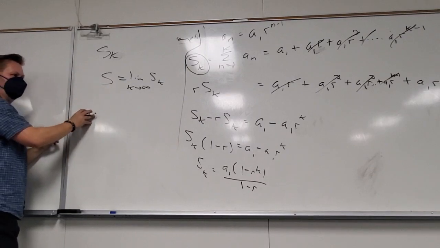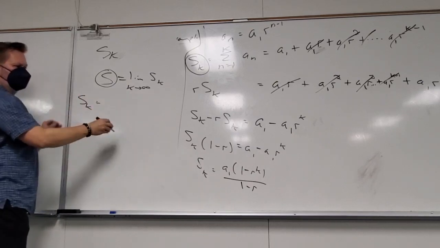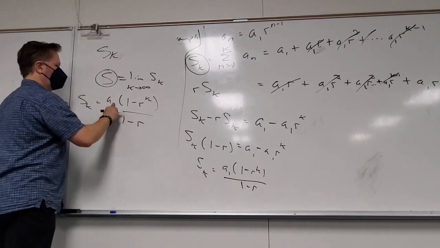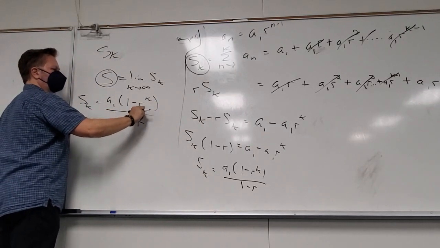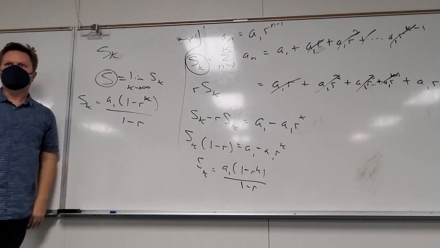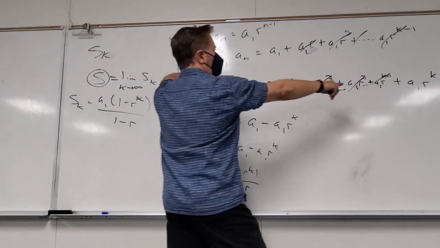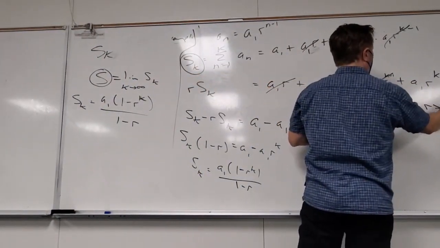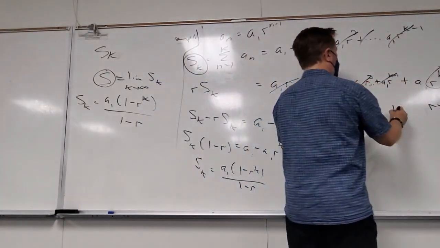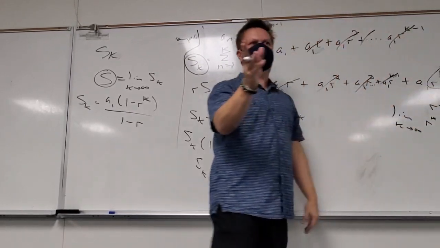So what I really want to know then is, when does this exist? Given that we know, here's S_K. Let me write S_K. S_K is A1 times 1 minus R to the K over 1 minus R. What happens if R is 1 or bigger, and I let K go to infinity? What if R is bigger than 1? What would R to the K be? What would the limit as K goes to infinity of a number bigger than 1 to the K be? That totally goes to infinity, yes?